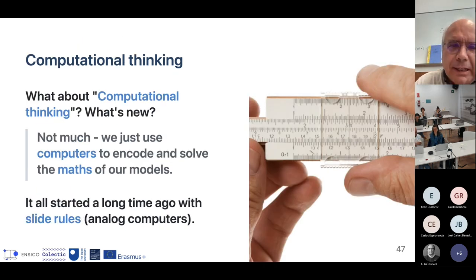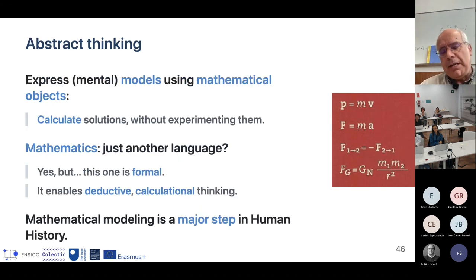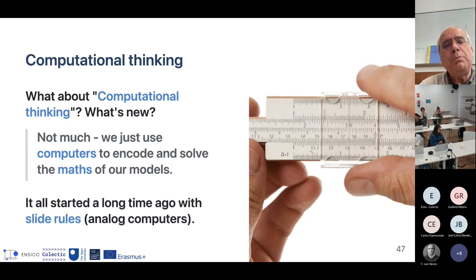What is computational thinking then? Is it very different from this? No. It is an evolution of this. The only thing which happens is that these abstract models that we could solve by hand are now solved by a computer. We use the computer to encode and solve the maths of our models. And it started a long time ago, with slide rules and all that, and then analog computers and then digital computers. But basically what we do is we seek help.